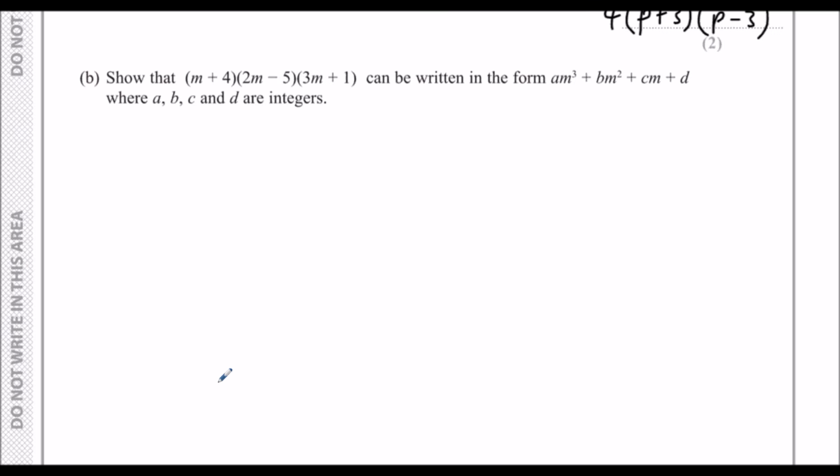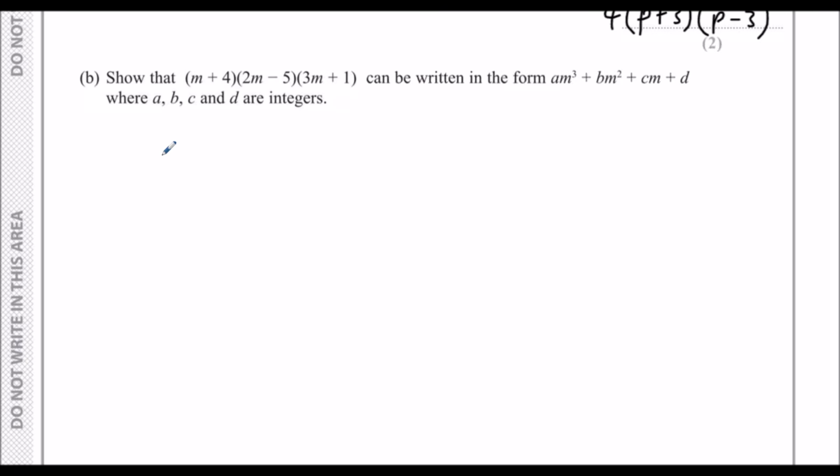Part B, show that m plus 4 times 2m minus 5 times 3m plus 1 can be written in the form am cubed plus bm squared plus cm plus d, where a, b, c and d are integers. So we're expanding these triple brackets. So I'm going to expand the first two and leave the last one alone to start with.